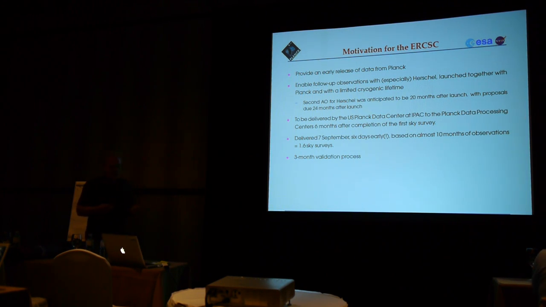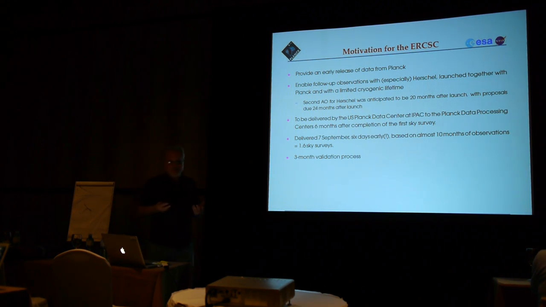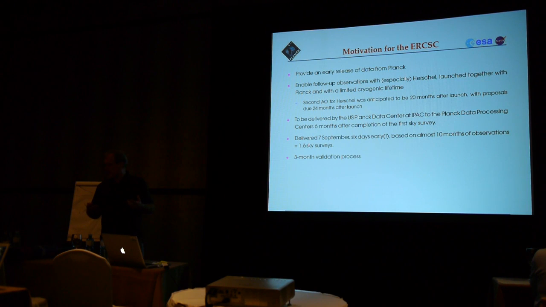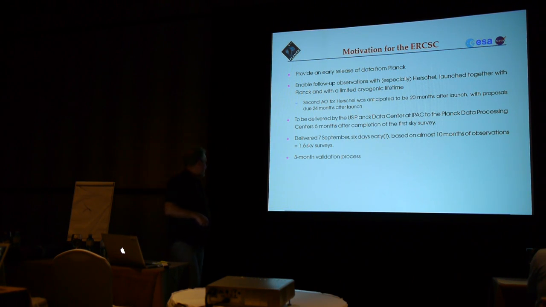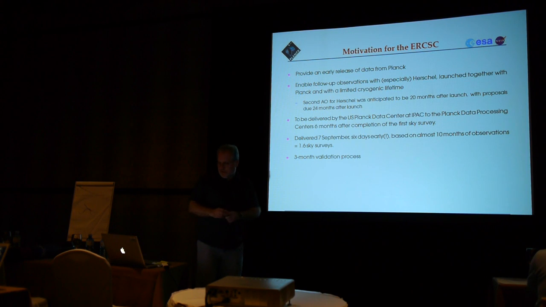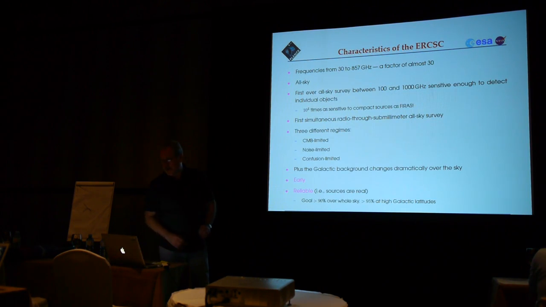So US activity in that sense is subsidiary. Although all the work on building up the early release compact source catalog was conducted at the IPAC Center in Pasadena, we get data from Europe, we do the work, we deliver it back to Europe, they rerun it on their computers, validate it, and release the catalog today. So on the 7th of September, the products were delivered from the US to Europe 6 days early. Some 3 or so months later, after validation, we come today to the great release date.